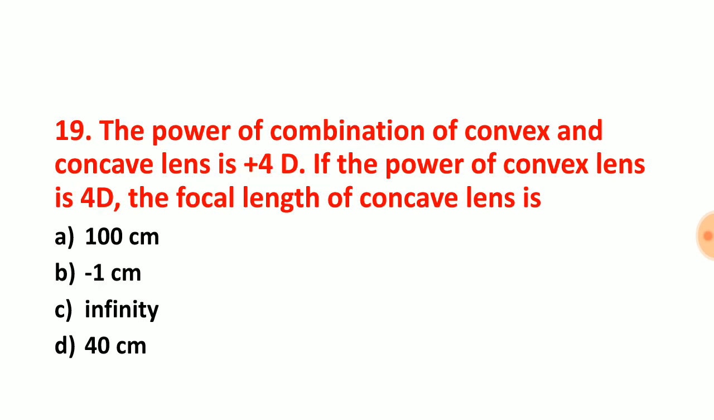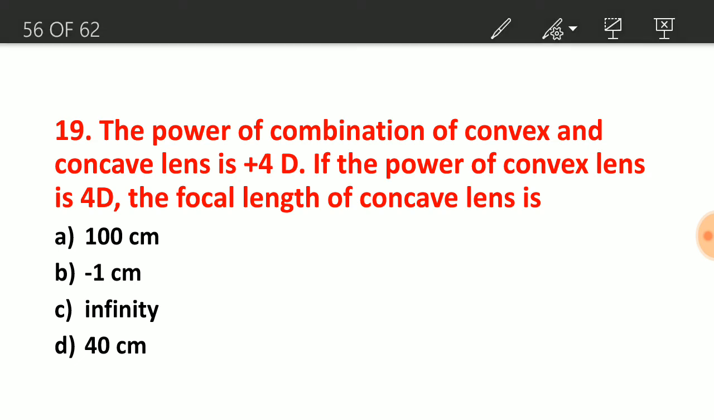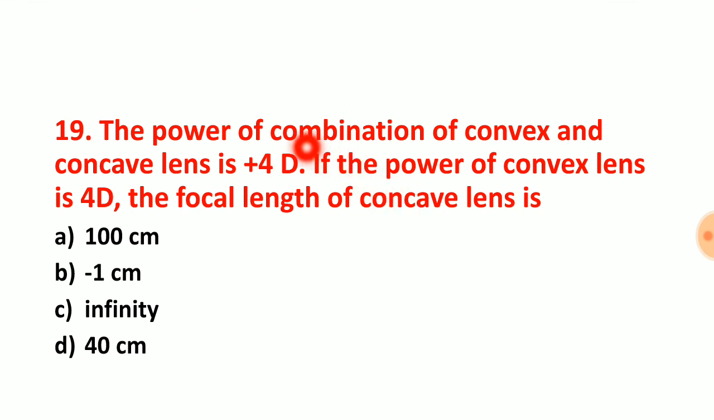Now let us see question number 19, second last question. The power of combination of convex and concave lens is plus 4 diopter. If the power of the convex lens is 4 diopter, then the focal length of the concave lens is? Here be careful while solving this question. This is the power of combination, this is the power of convex lens, and after knowing the power of concave lens we need to find the focal length of concave lens. It is asking focal length.